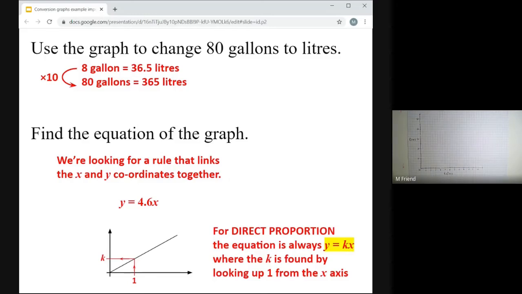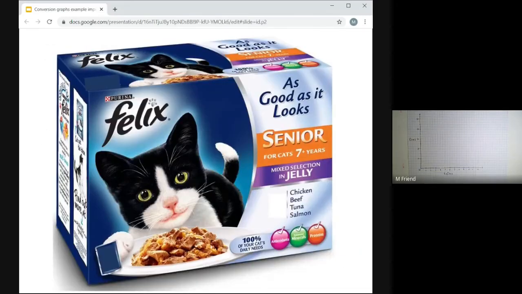There's one more question on the sheet that you're going to do, but I'm sure many of you will want to know how to do it. So here's an example coming up of how you would deal with questions like that last one. I'm going to introduce cat food to help us understand it. So here's a massive box of cat food. I want you to imagine this is just an enormous one, like the biggest one the supermarket sells.